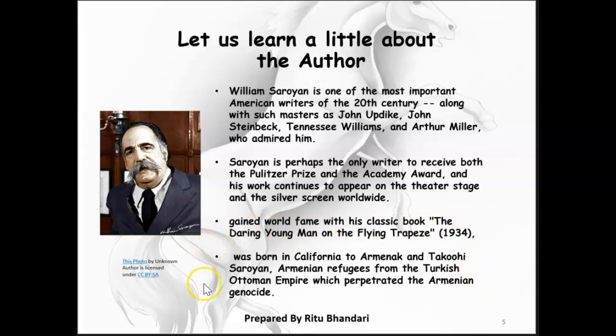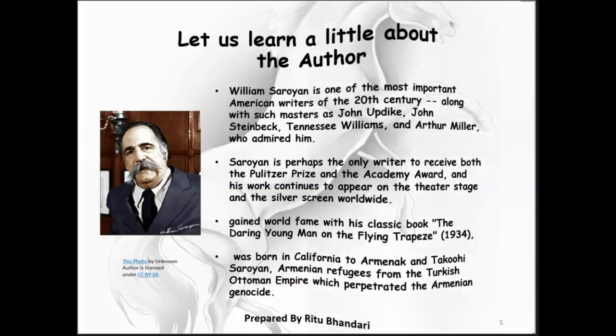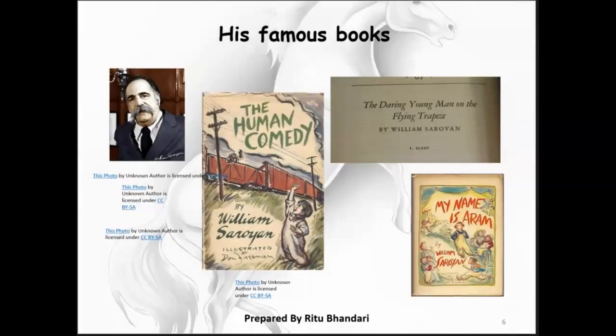I'll be talking about this background in which the story has been set, because that would help you understand why certain characters behave in particular manners in the story. So what are the other books he wrote? His famous books are The Human Comedy and The Daring Young Man on the Flying Trapeze. My Name is Aram, and you can maybe look up these.